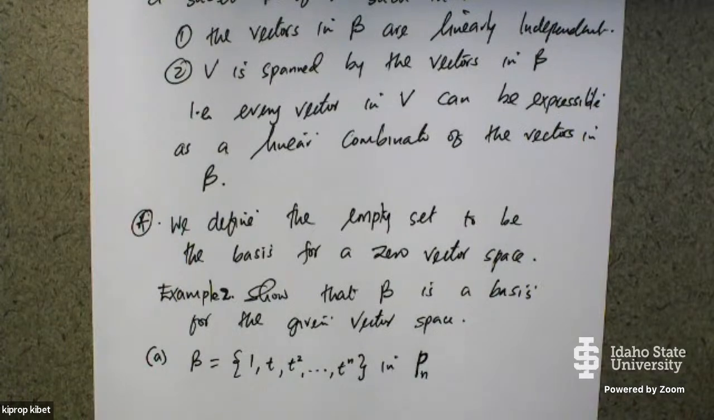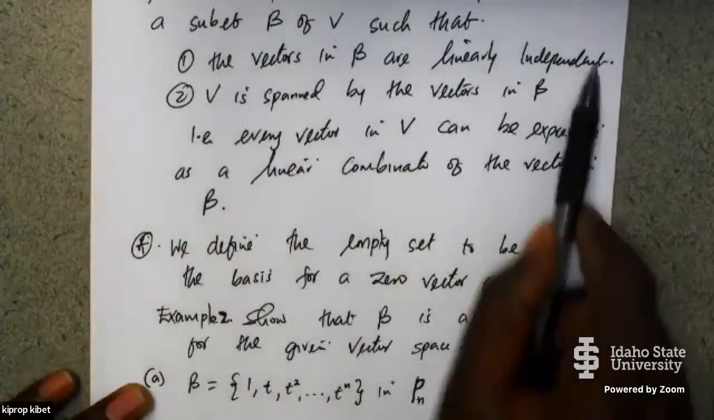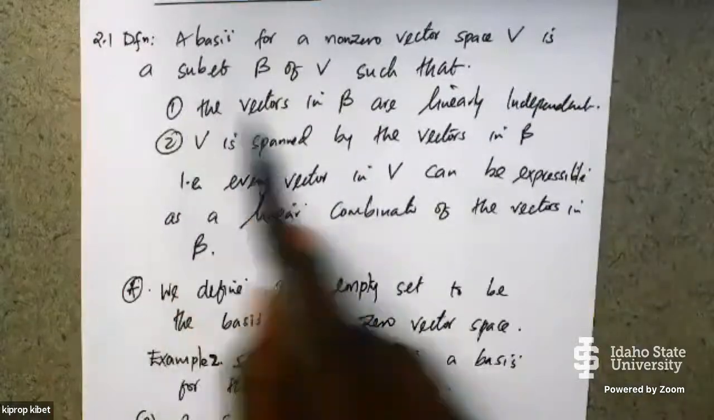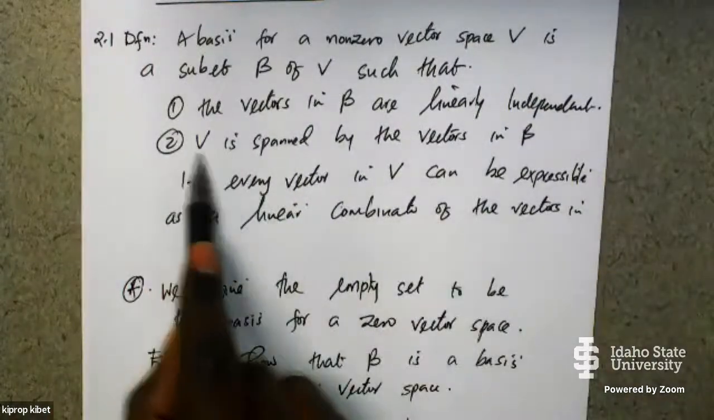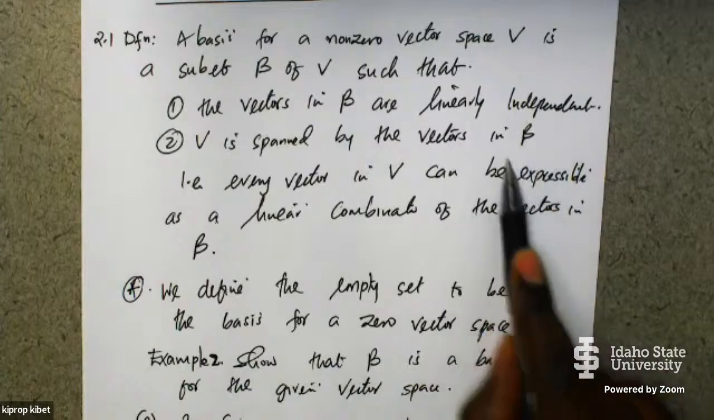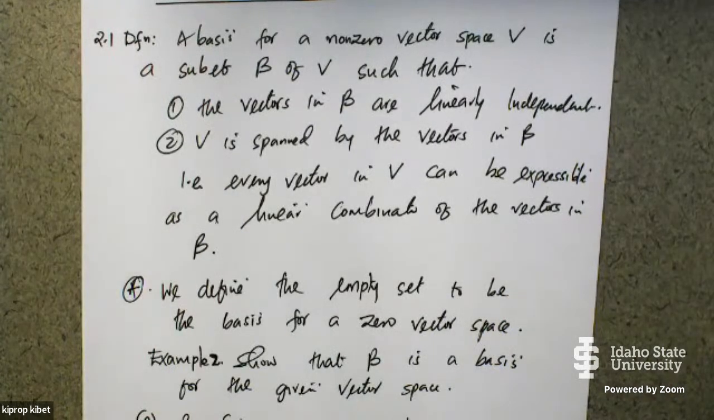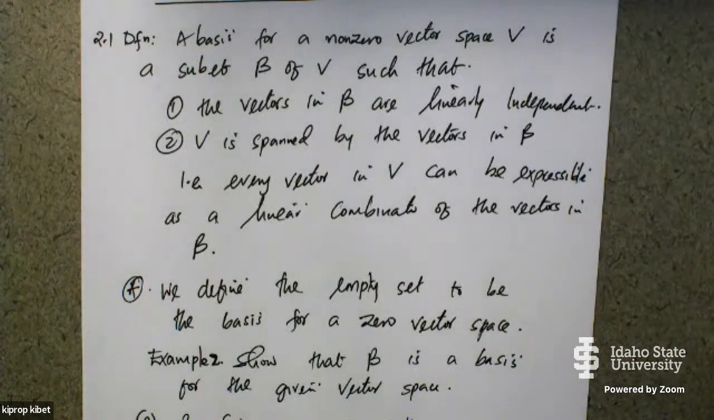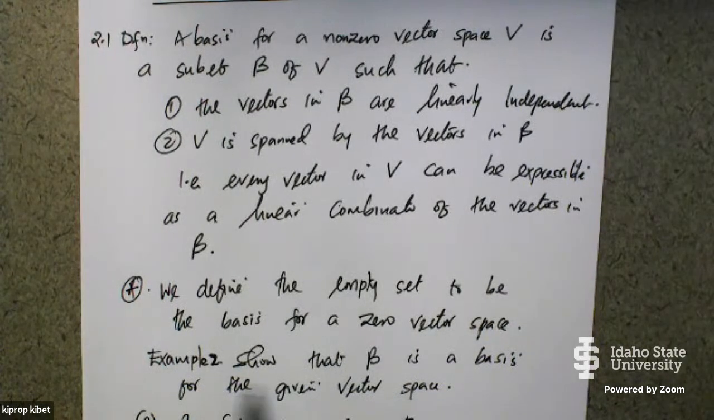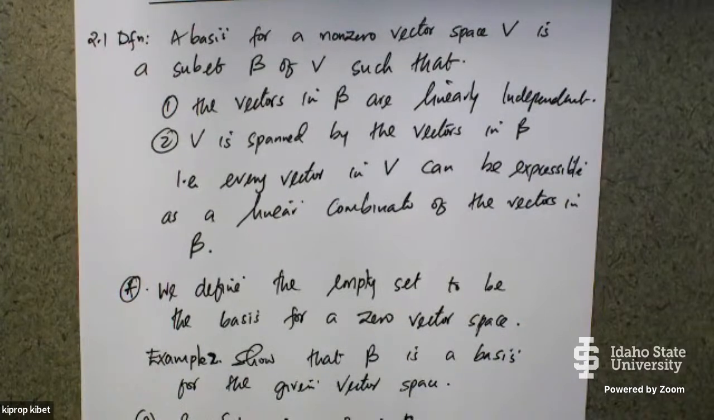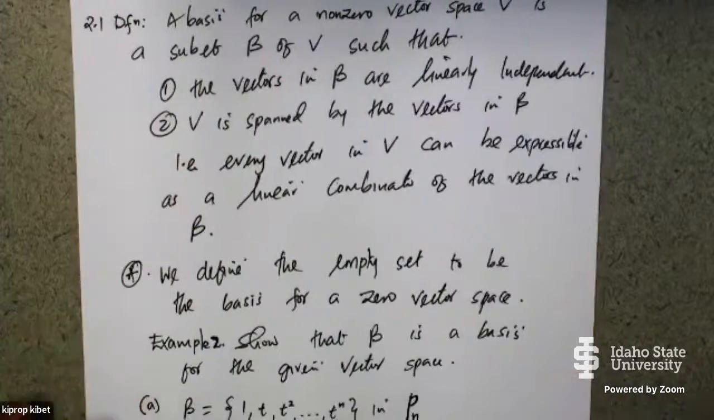So how would we show that? We need to check, first of all, number 1, whether it is linearly independent, and number 2, whether it spans P_n. Here B is the subset of V, which is the bigger P_n. So the solution.